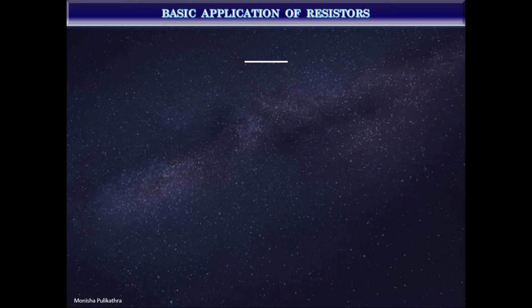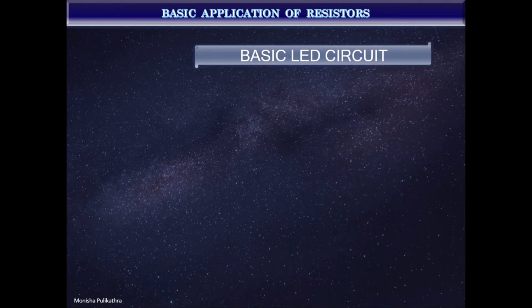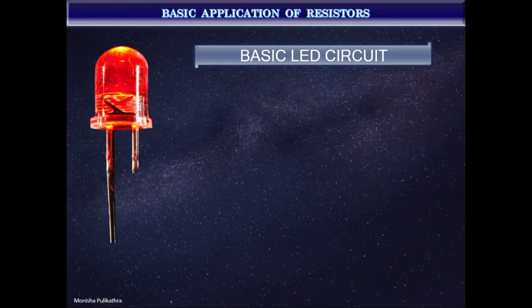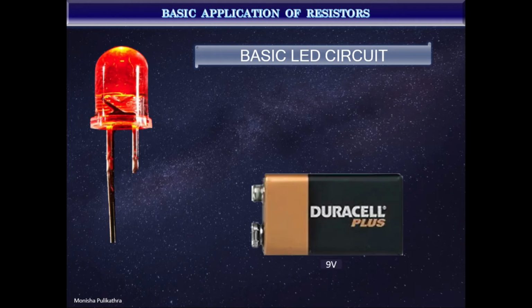For the basic application of a resistor, a basic example is a basic LED circuit. Suppose we need to light a red LED with a 9 volt battery. The LED has a specified maximum current of 30 milliamperes.